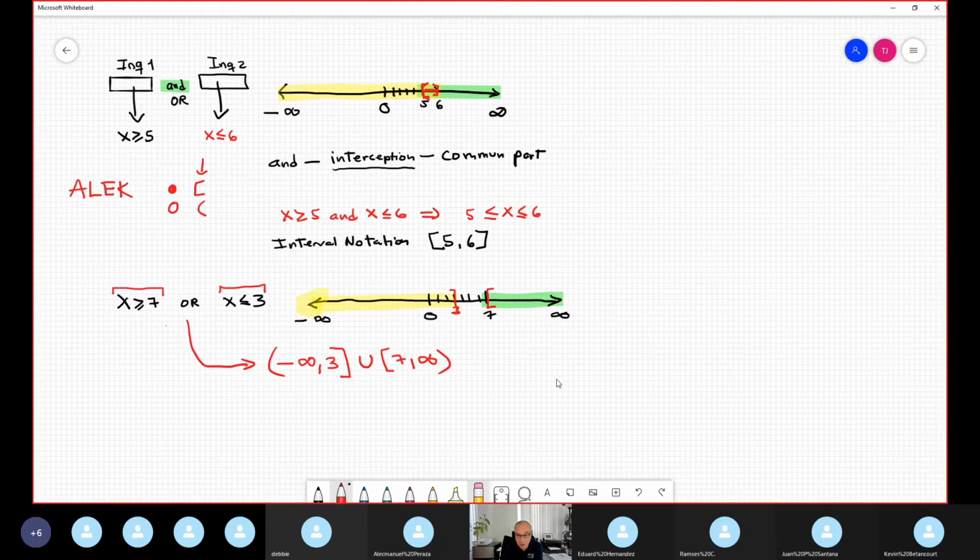Another similar idea. Look, suppose we have a set. Suppose a set A, not an interval, but a set. This is set A, and this is the set B.